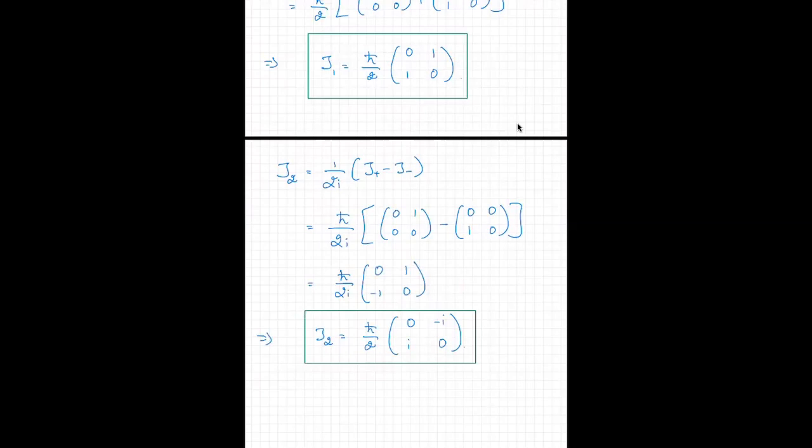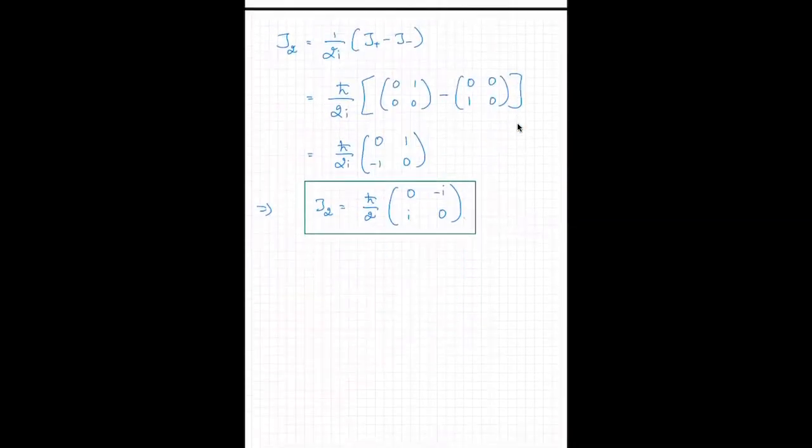Okay. So these matrices, forgetting the factor of h bar over 2, have a special name. They're named after the famous scientist Wolfgang Pauli. These are the Pauli matrices. So sigma 1 is 0, 1, 1, 0. Sigma 2 is 0, minus i, i, 0. And sigma 3 is 1, 0, 0, minus 1.